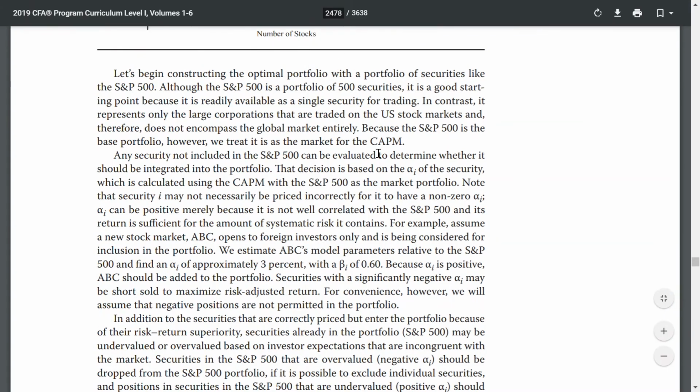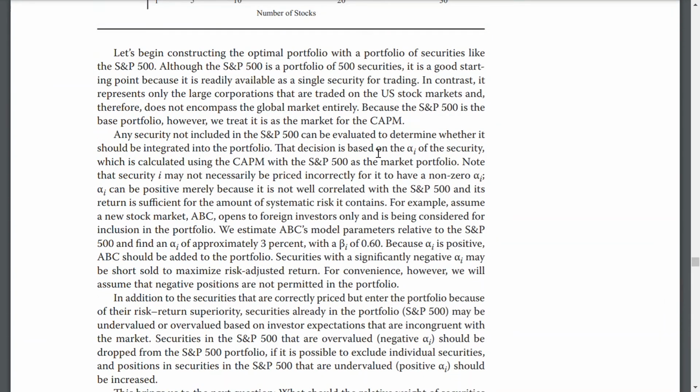Let us begin constructing an optimal portfolio with a portfolio of securities like the S&P 500. Although the S&P 500 is a portfolio of 500 securities, it is a good starting point because it is readily available as a single security for trading. In contrast, it represents only large corporations that are traded on U.S. stock markets and therefore does not encompass the global market entirely. However, because the S&P 500 is the base portfolio, we treat it as the market for the CAPM.